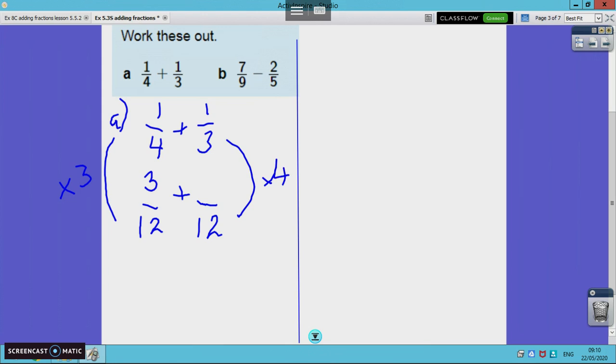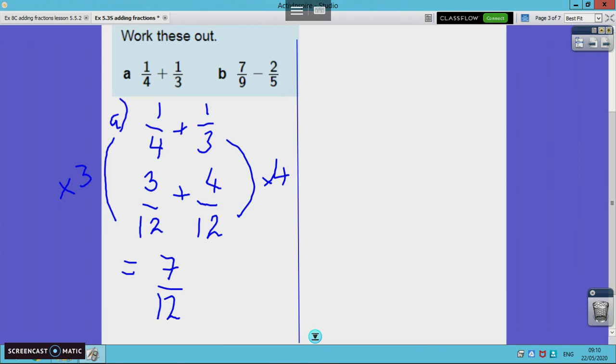So I need to do the same to the top. 1 times 4 is 4. So now they have the same denominator, and I do exactly as I did before. 3 add 4, I add the numerators, which is 7, and I keep the denominator the same. So my answer is 7/12.